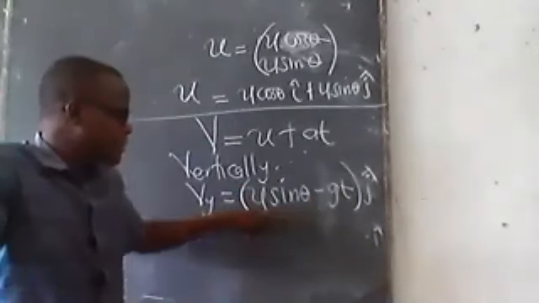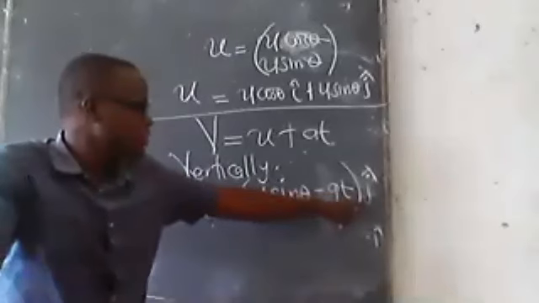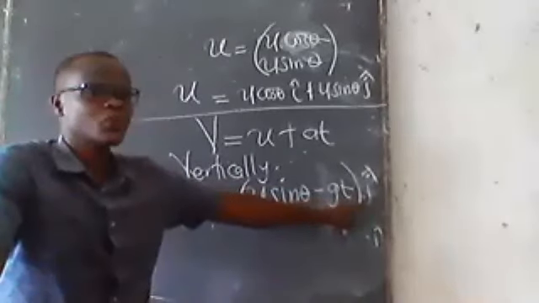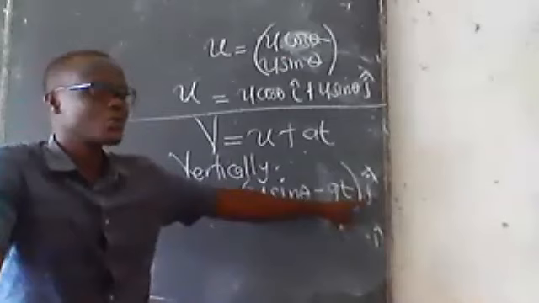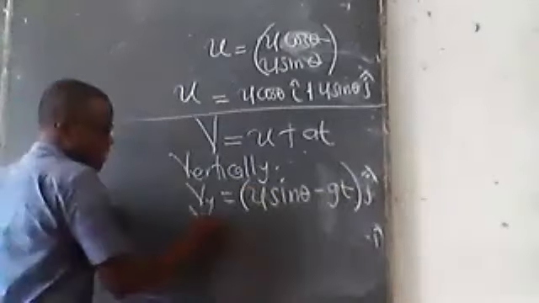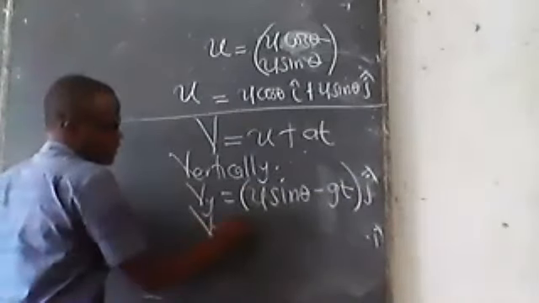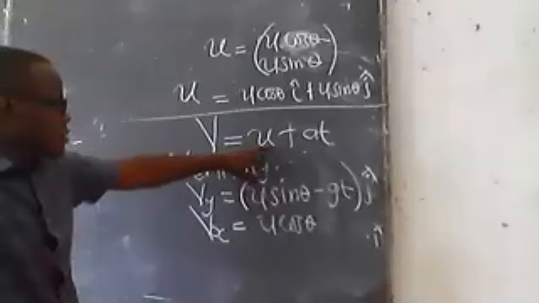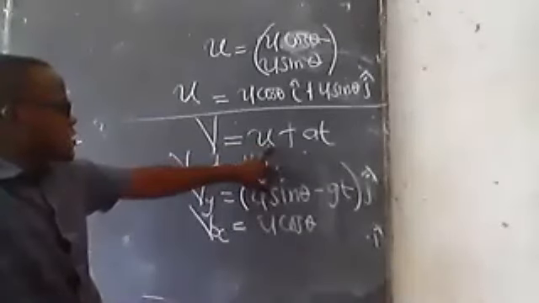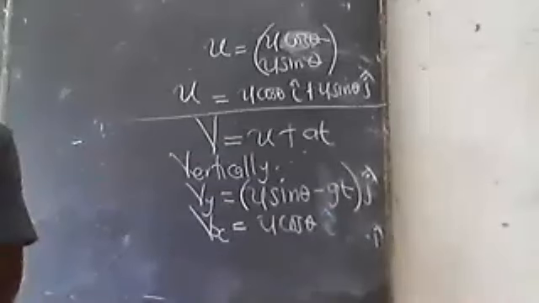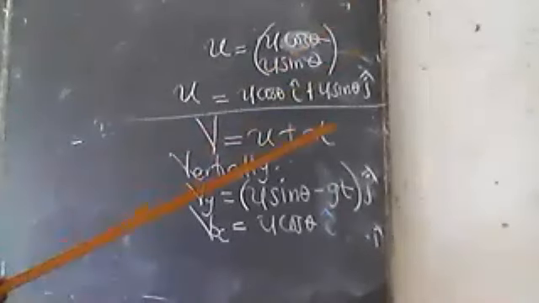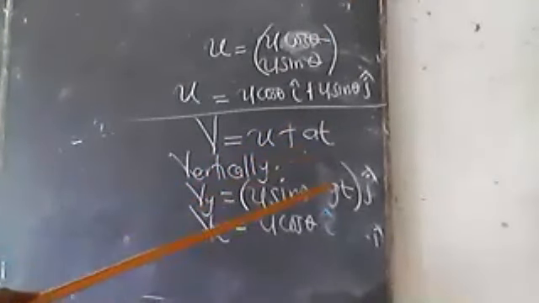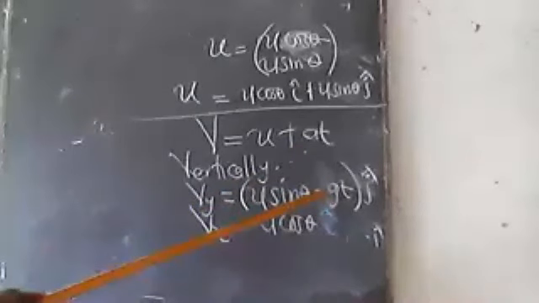Then horizontally, we are deriving something that looks like U cos theta. We are using this equation. We said that acceleration is 0. That's why I'm stopping here. Then I add a unit vector I. So vertically, we have U sin theta, acceleration becomes a negative g, times t. Horizontally, x is going to be U cos theta, and then a unit vector I.